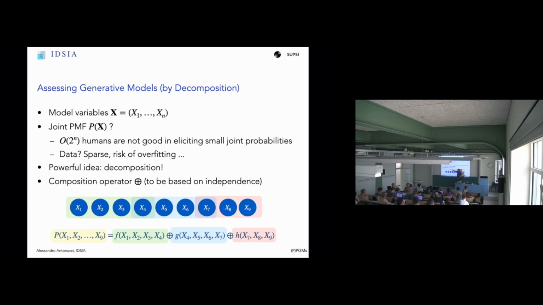I'm being very abstract. What is the meaning of these decomposition operators? Okay, it depends on the setup. I will be more explicit. But the general idea is to define a joint model by decomposition, and in this way to reduce the assessment of the joint model to assessing smaller models, where smaller means involving fewer variables. This is the general idea. The key to obtain this decomposition is independence.